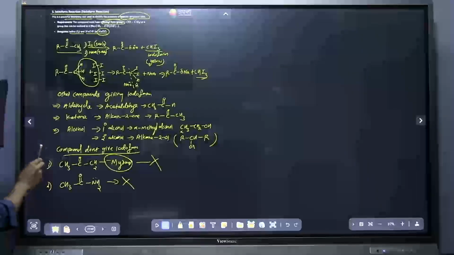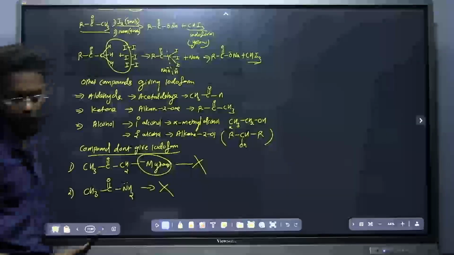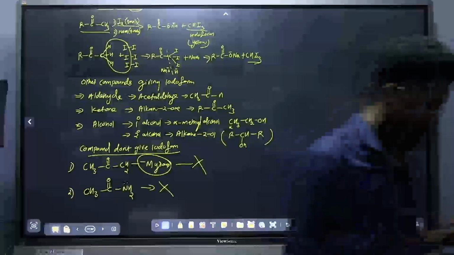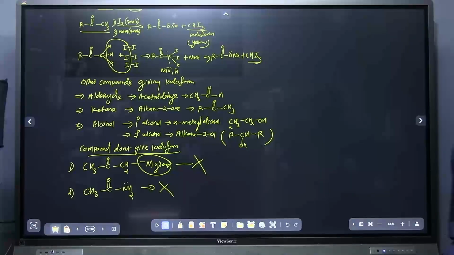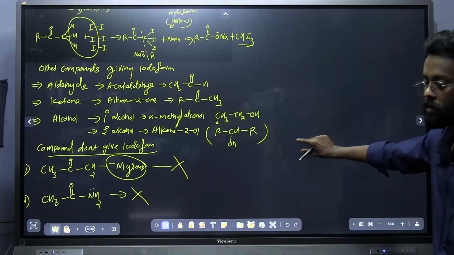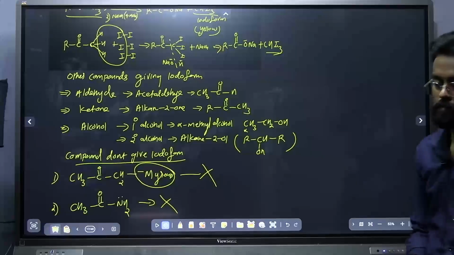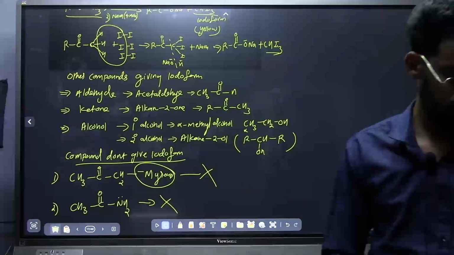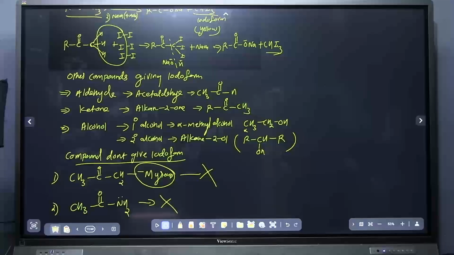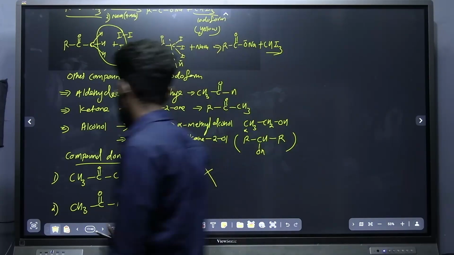The main point you have to note down is the compound that is giving iodoform and the compound that is not going to give iodoform. Is it clear, everyone? Are you sure? Have you noted down completely? Do you want me to zoom it? Please take a note of it. Shall I move? Okay.